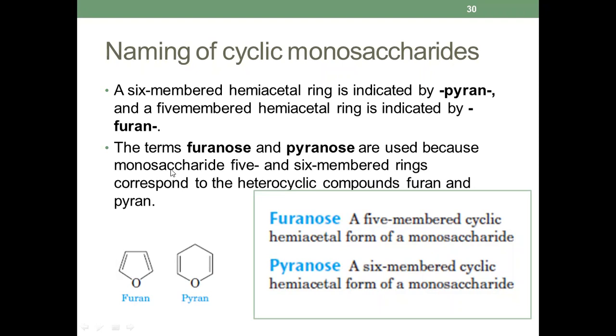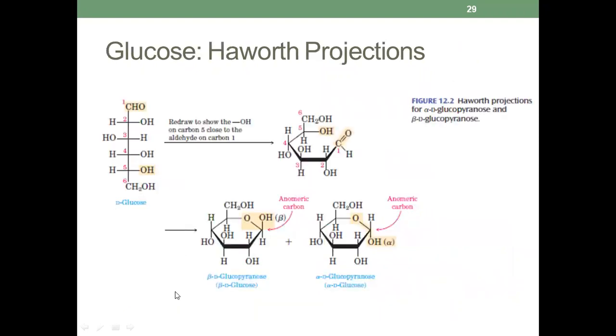They are used because monosaccharides containing 5- and 6-membered rings correspond to the heterocyclic furan and pyran. These are organic compounds that have this structure. And if you look at our monosaccharide here, it's a 6-membered ring with an oxygen, so this is named pyranose. But since this is derived from glucose, we call this glucopyranose. And since we started with D-glucose, we have D-glucopyranose.